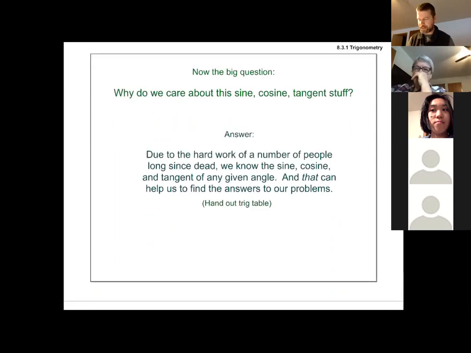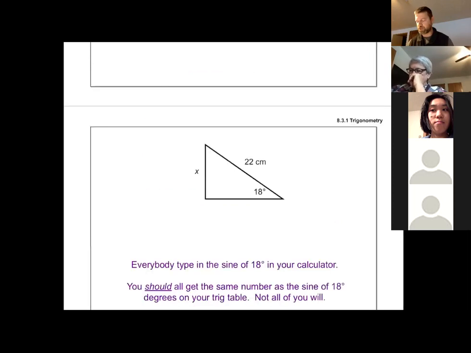So why do we care about this sine, cosine, and tangent stuff? The answer is due to the hard work of a number of people who are long since dead, a long time ago. We know the sine, the cosine, and the tangent of any given angle. And that can help us to find answers to our problems. There are a couple of ways to find sine, cosine, and tangent. There is what's known as a trig table, which I will show you, or you can use your calculator.